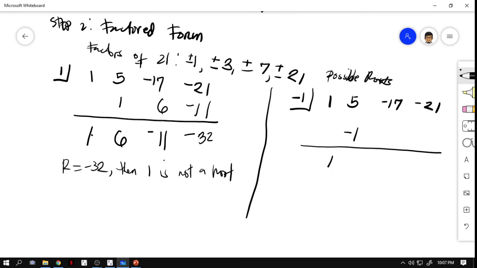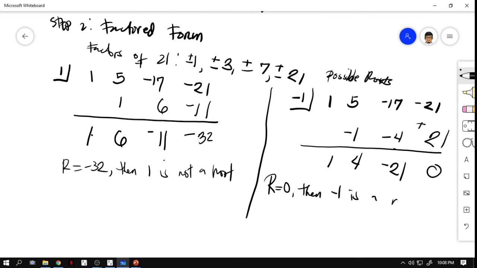5 minus 1 is 4. 4 times negative 1 is negative 4. Negative 17 minus 4 is negative 21. Negative times negative is positive. 21 times 1 is 21. Negative 21 plus 21 is 0. Since r is equal to 0, then negative 1 is a root and x plus 1 is a factor.